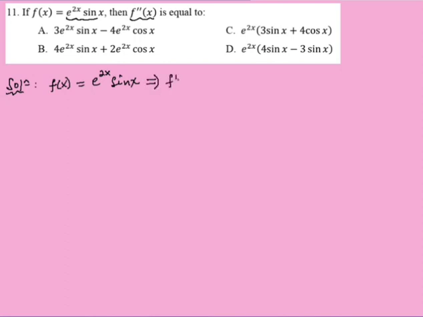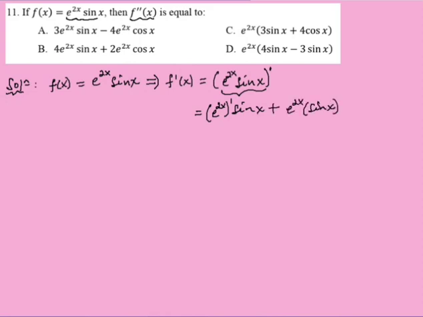So to calculate the second derivative, first we need to obtain its first derivative. f prime, or the derivative of f, is equal to the derivative of e to the power of 2x times sine x. Here we apply the product rule for derivatives. The product rule tells us: the derivative of e to the power of 2x times sine x, plus e to the power of 2x times the derivative of sine x.